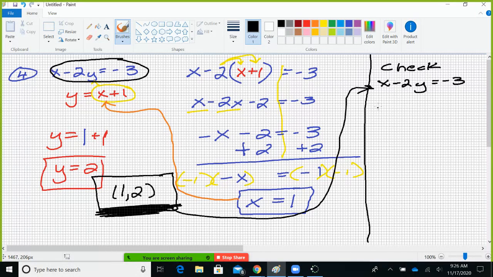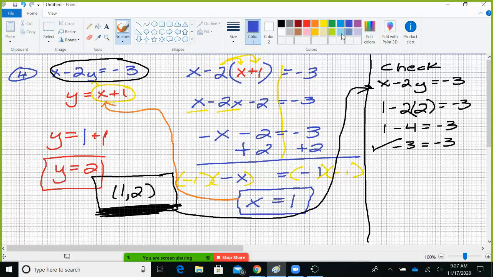I input my answer into here. So my x value is 1. So I have 1 minus 2 times my y value, which is 2, equals negative 3. 1 minus 4 equals negative 3. Negative 3 equals negative 3. That's a true statement, so that checks out.